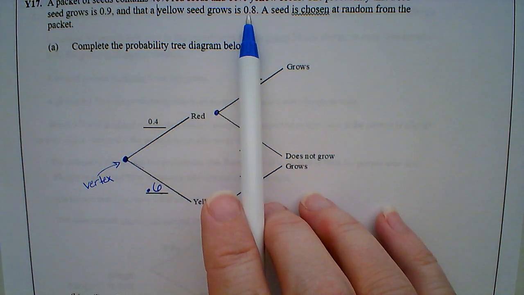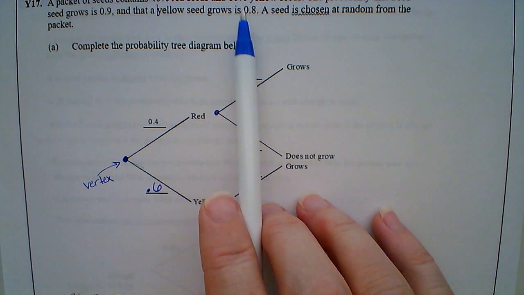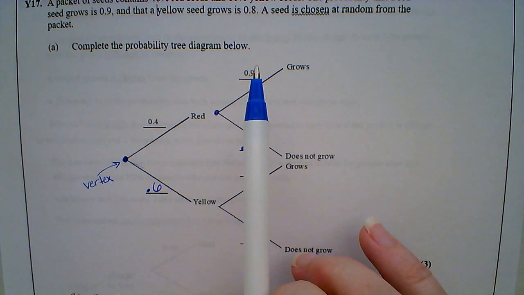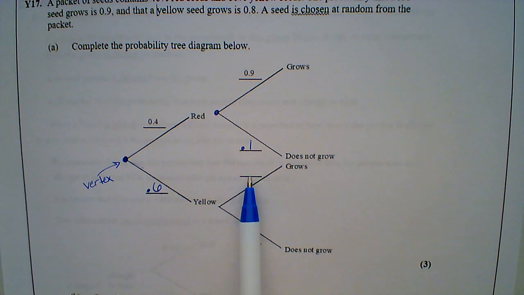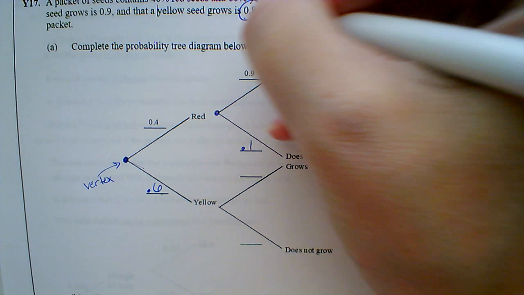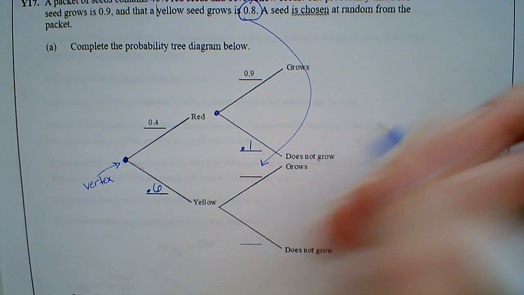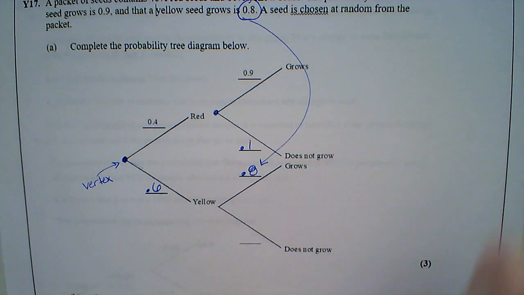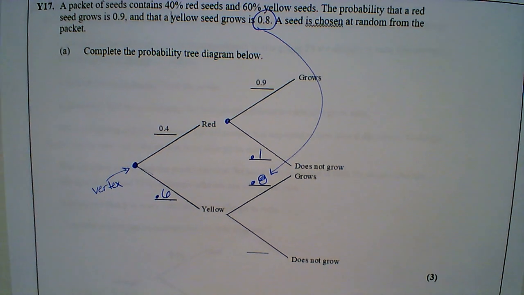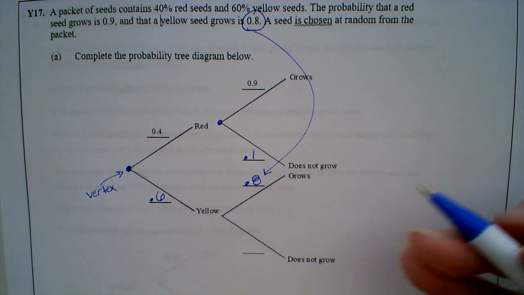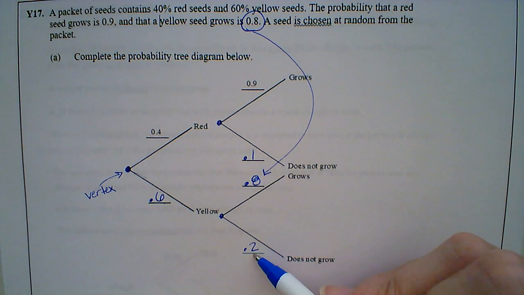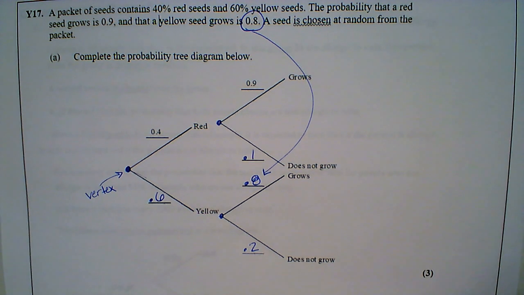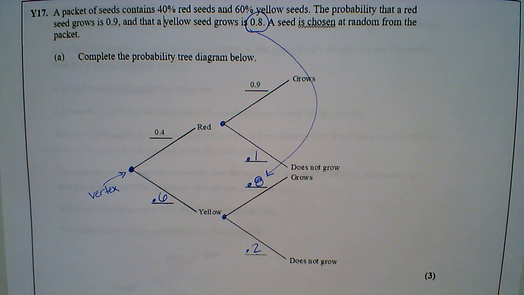And that a yellow seed grows is 0.8. There's the piece of information that I need. A yellow seed that then grows, what am I going to put in this little blank here? This 0.8 is going to go in this little blank down here because that's a yellow seed that grows. So if this is 0.8, again, we need to add up to 1 because they share a vertex. So that's going to be 0.2 because 0.8 and 0.2 add up to 1. All right, sweet. Well, that's part A.